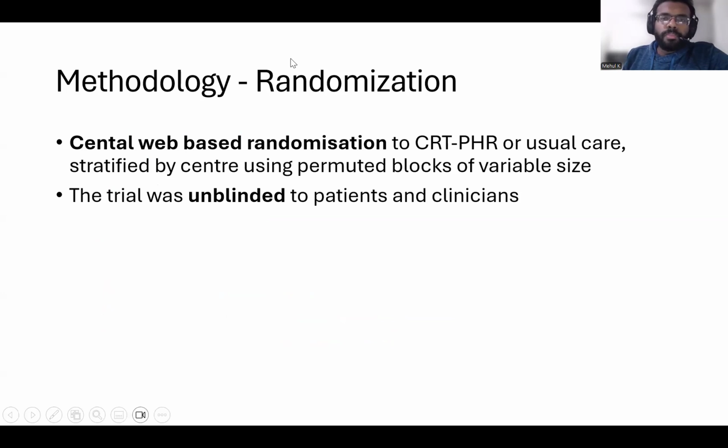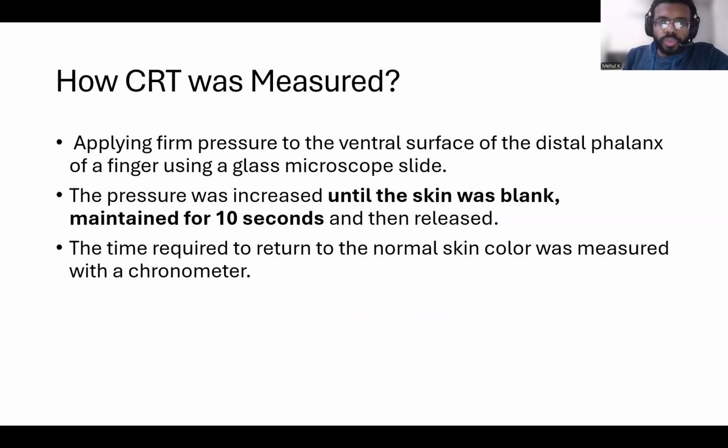What they did was a central web-based randomization in a 1:1 ratio into the CRT-PHR group or the usual care group. The trial was unblinded because you're doing a very different thing, so it's very difficult to blind either the patient or the clinician as to what was happening. An important thing when you're talking about a trial on CRT, even though all of us are doing it, is that there's a lot of subjective variation. So they had a very strict way of measuring the capillary refill time.